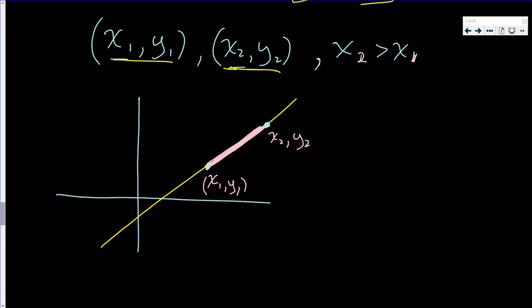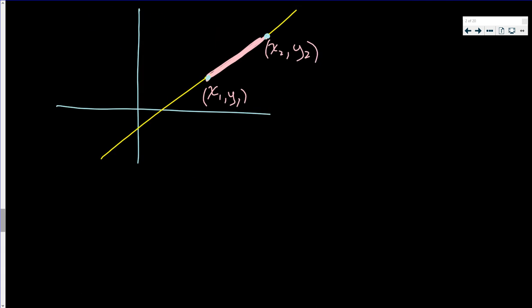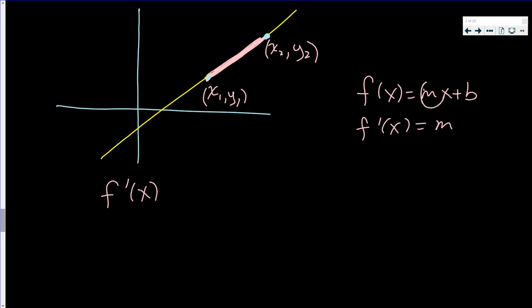Now, of course, we could apply the distance formula, but I want to show that you're going to get the same exact thing when you use the integral method. Now, f prime of x, in this case, is going to be the slope of the line. After all, if f of x is mx plus b, then the derivative is just m, the slope.